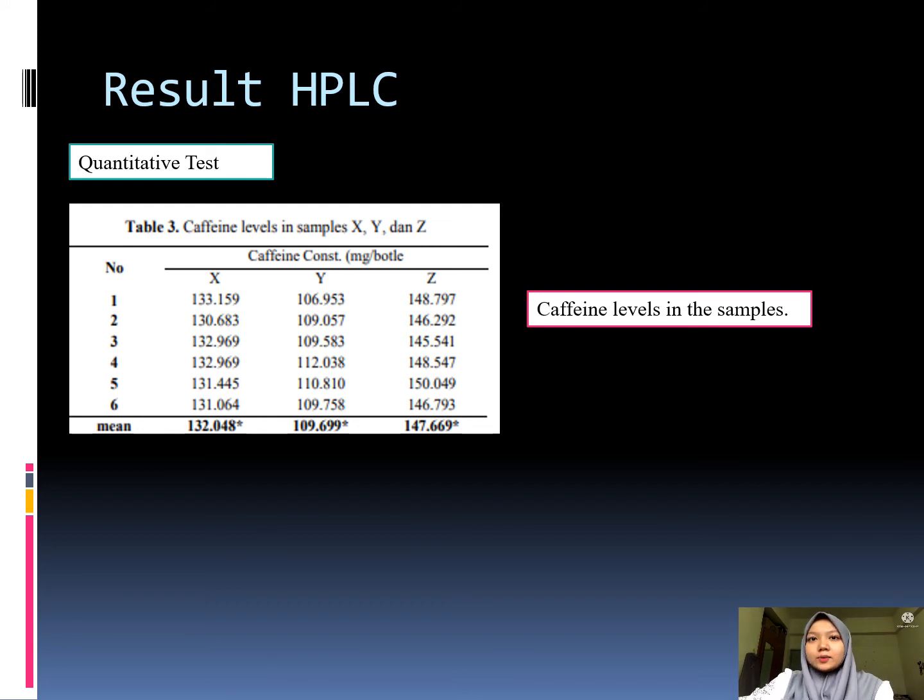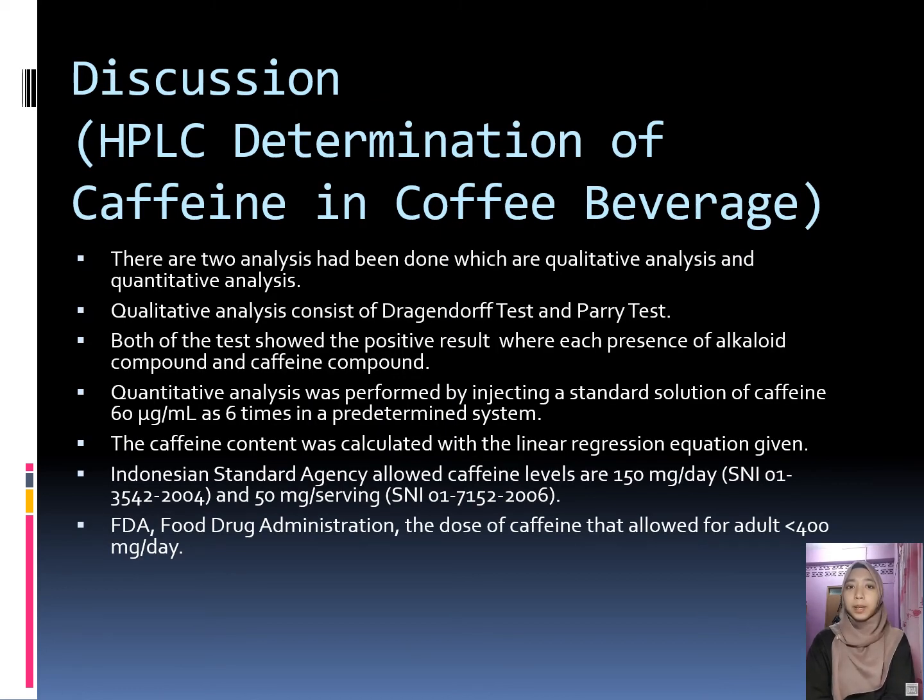148.547. For trial number 5, the caffeine level for sample X is 131.445, sample Y is 110.810, and sample Z 150.049. And for the last trial, the caffeine level for sample X is 131.064, sample Y is 109.758, and lastly, sample Z is 146.793.